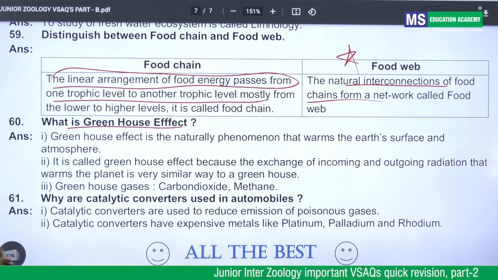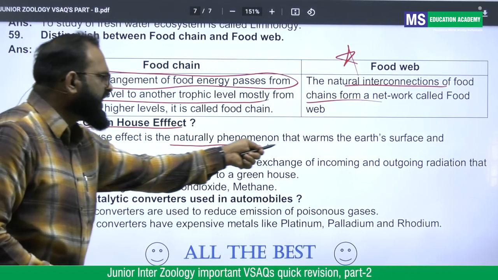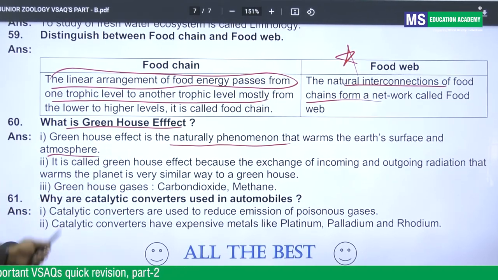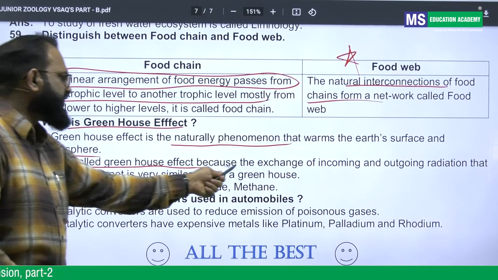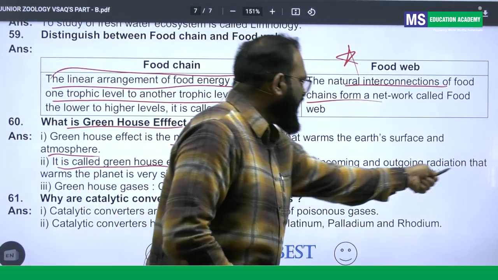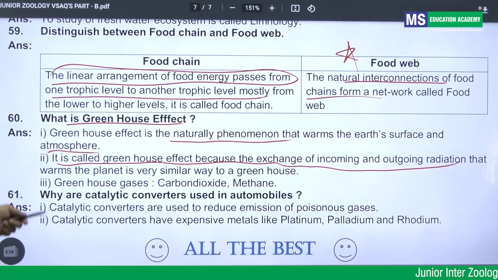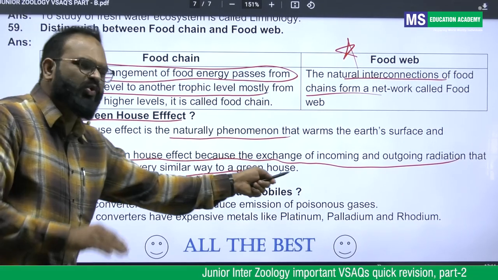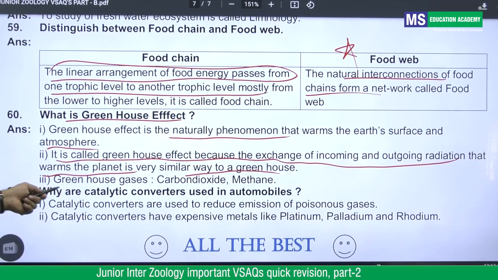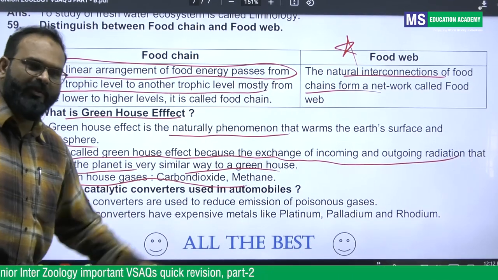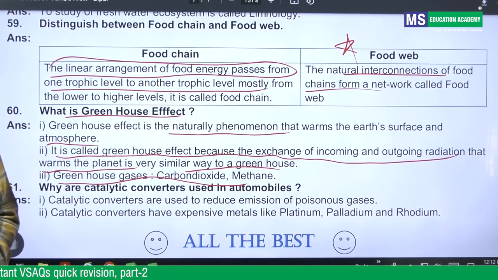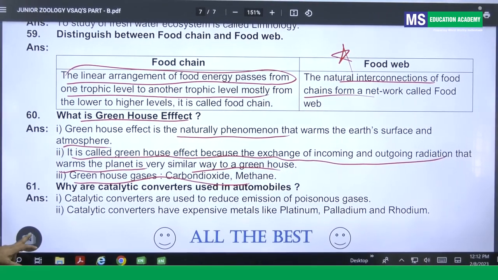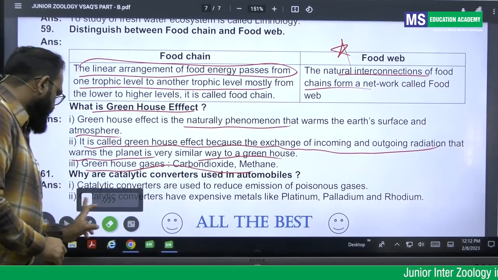What is greenhouse effect? It is a naturally occurring phenomenon that warms the earth's atmosphere. It is called greenhouse effect because the exchange of incoming and outgoing radiation that warms the planet is very similar to a greenhouse. Greenhouse gases: carbon dioxide, methane. It is very important to write greenhouse gases.